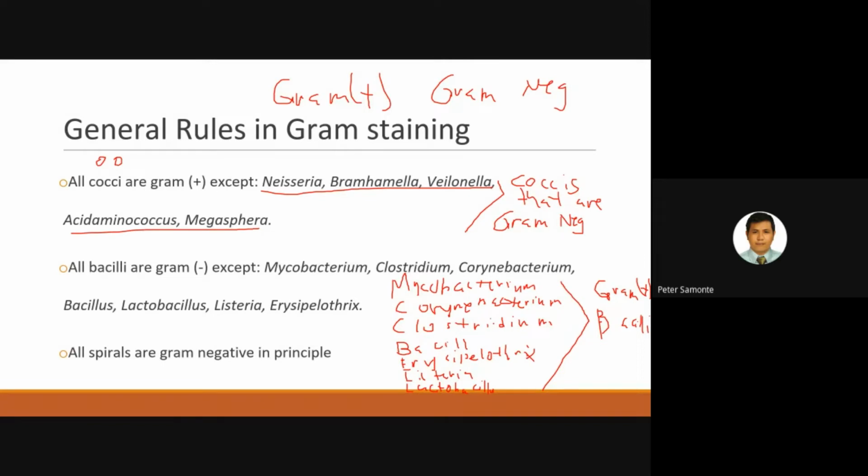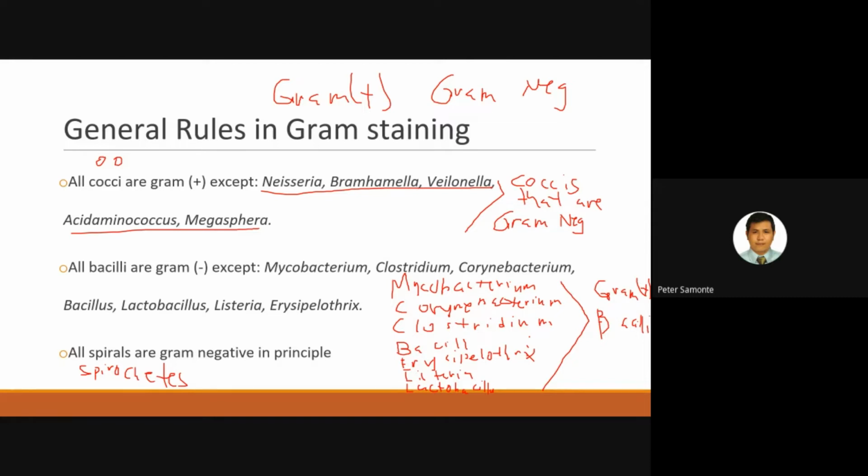If you notice, class, mas madami ang Gram positive sa cocci. And if you notice, mas madami ang Gram negative sa bacilli. So tandaan niyo yung rule na yan, ha? Ulitin ko. All cocci are Gram positive except Neisseria, Branhamella, Veillonella, Acidaminococcus, and Megasphaera. All bacilli are Gram negative except MCC-BEL. Then all spirals, spirochetes, are Gram negative. Cocci have more Gram positive, while bacilli have more Gram negative than Gram positive.